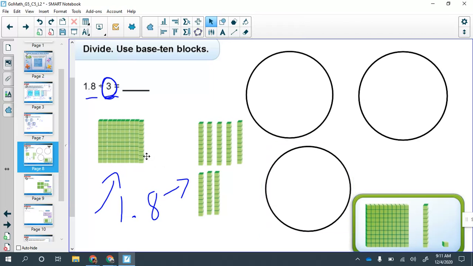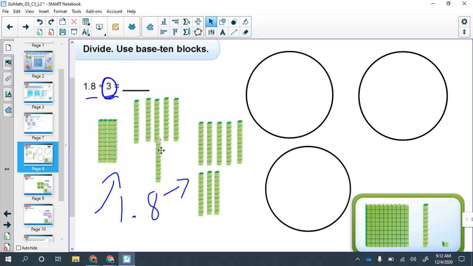All right, now I'm going to look at this. I'm going to say, well, I only have one, and I have 3 different groups. So I cannot put 1 in each group. But what I can do is break up this 1 into all of its parts, into all of its tenths, right? And we hopefully remember that 10/10 equal 1 whole. So after I break this 1 up into 10/10, I have 10/10 plus 8/10, which is 18/10.